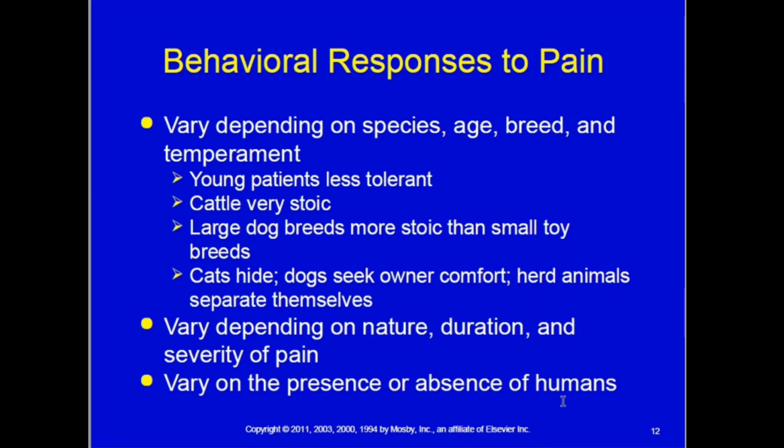There may be some behavioral responses to pain in different types of patients. It also varies depending on the species, age, breed, and temperament. For example, young patients are less tolerant. Cattle are very stoic. Large dog breeds are more stoic than small toy breeds. Cats hide. Dogs seek comfort. Herd animals separate themselves. It varies depending on the nature, duration, and severity of pain.